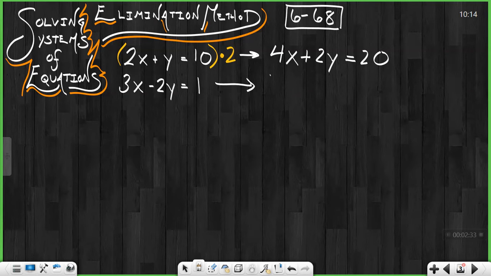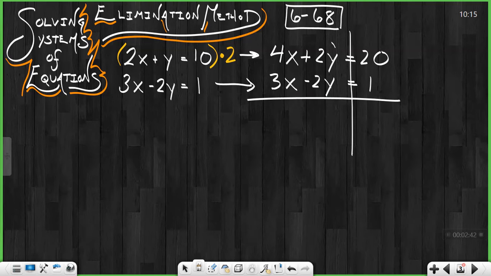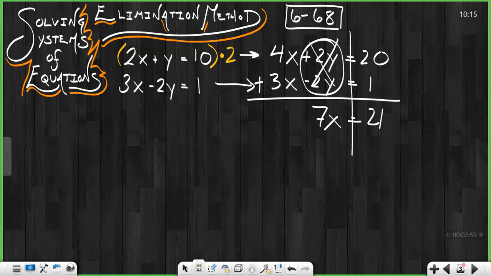My bottom equation, I'm not changing. 3x stays the same, -2y stays the same, and equals 1 stays the same. But notice what we have now. When I line these up, my +2y and -2y are exact opposites, and they will cancel each other out. In other words, eliminate, hence the elimination method. And I'll add what's left over. 4x plus 3x, because I'm adding those, gives me 7x altogether, equals, on the other side, 20 plus 1 is 21. And I can divide by 7 in order to solve for x, getting 3.